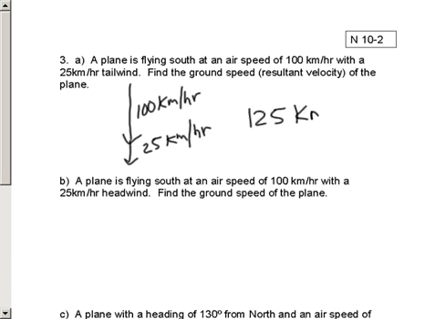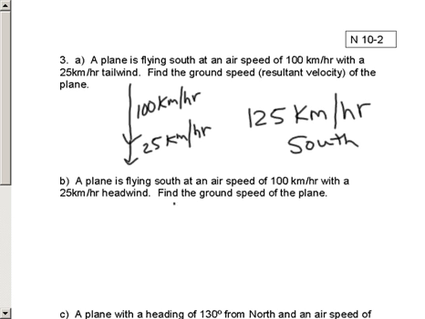Tailwind, that means it's behind it, from its tail. And which way is it going then? Which direction? So you just take the plane vector, add it to the wind vector, and ta-da. That's it. You just add the plane to the wind, and they're both going in the same direction. So you just add them together.